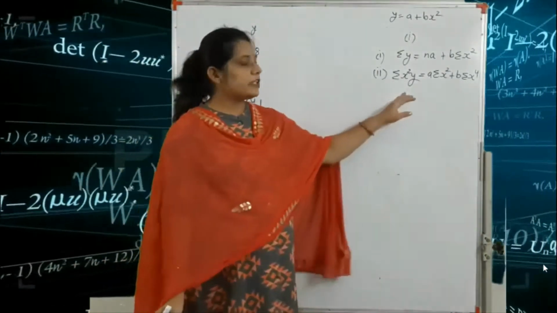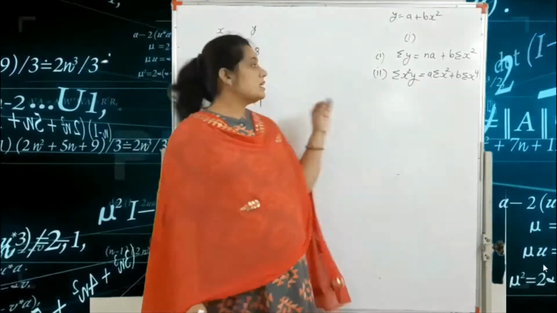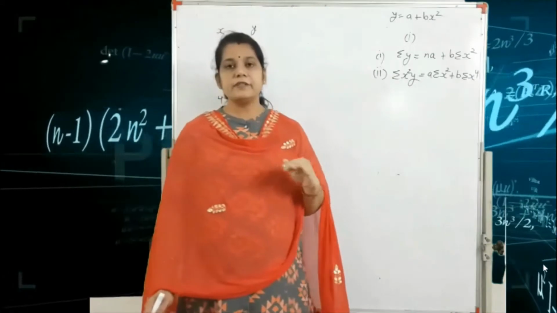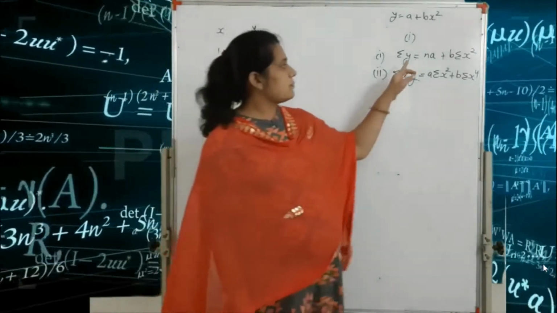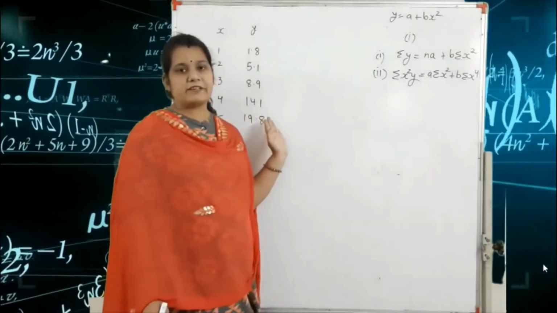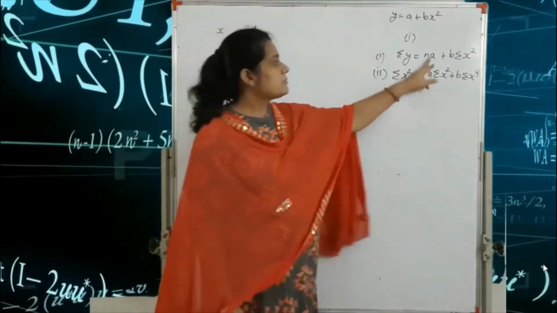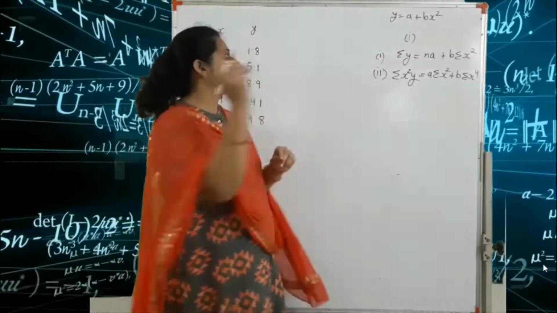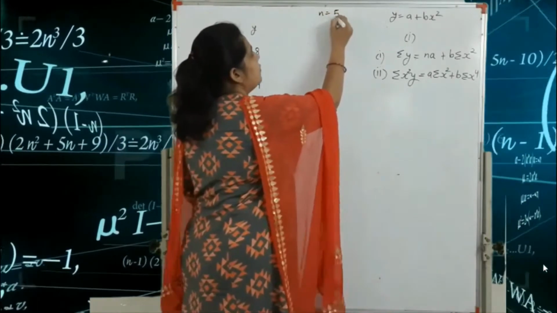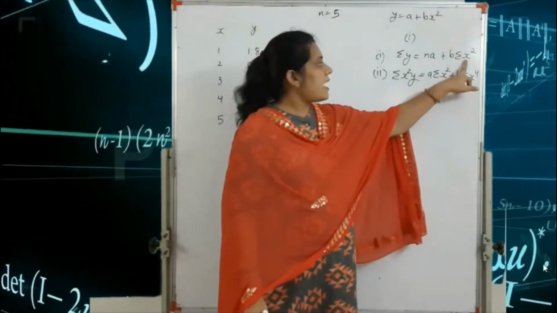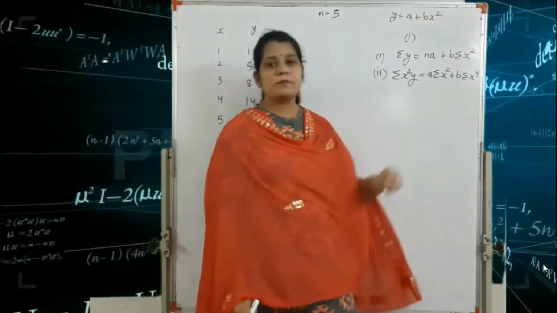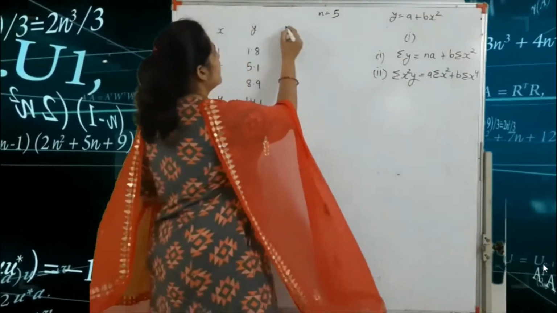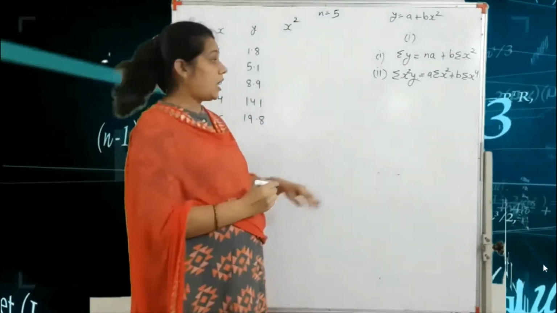According to these normal equations, we make the table. x and y are already given. The next column is summation y, the sum of all these values. Small n is the number of terms, so here n is equal to 5. Next we write x square, x raised to the power 4 and x square y.